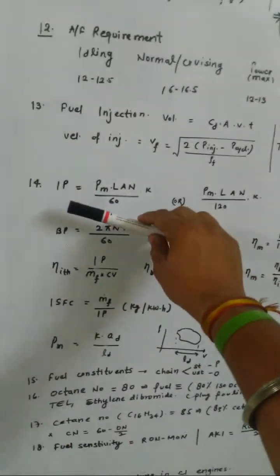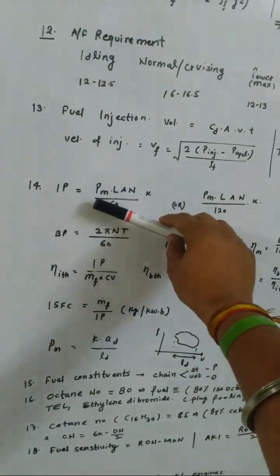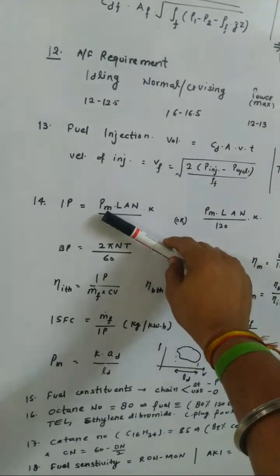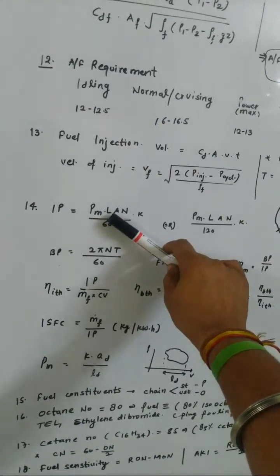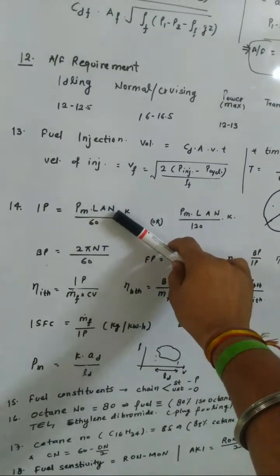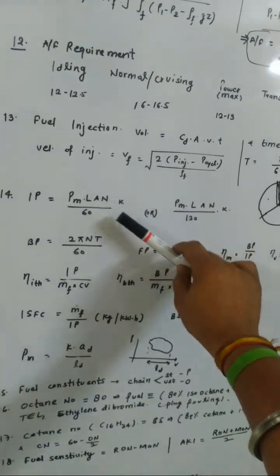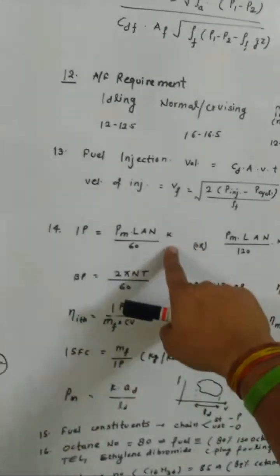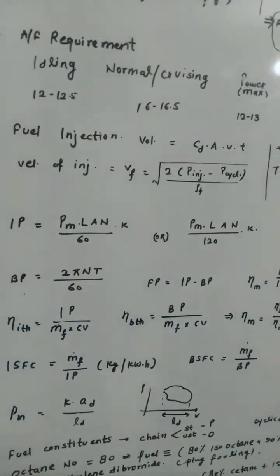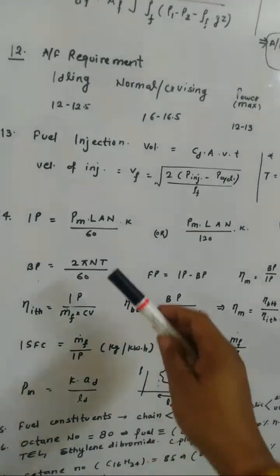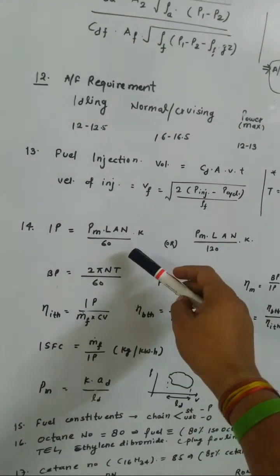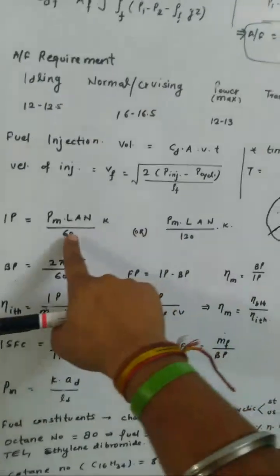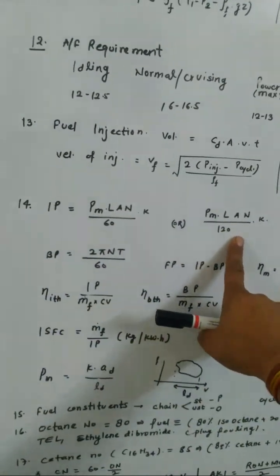Now next are a few like indicated power. So indicated power is PM L A N K divided by 60. PM is the mean effective pressure, L is the stroke length, A is the area, N is the number of rpm, and K is the number of cylinders. Suppose one engine is a 3-cylinder engine, so K is 3. If one engine is a 4-cylinder engine, so K is 4. This is for 2-stroke engines. If it is a 4-stroke engine, the indicated power will be half. So instead of 60, here will be 120, rest will be the same.